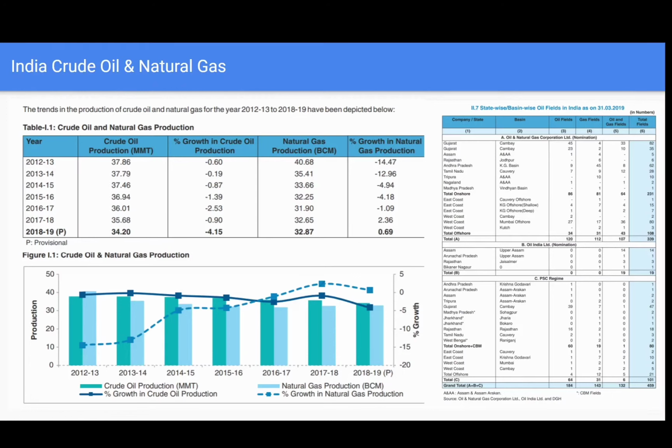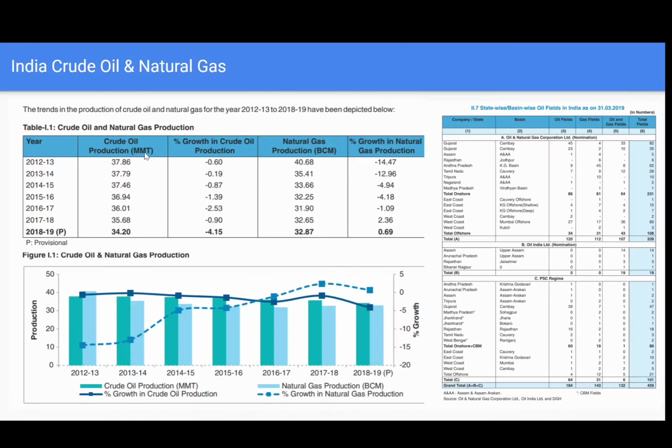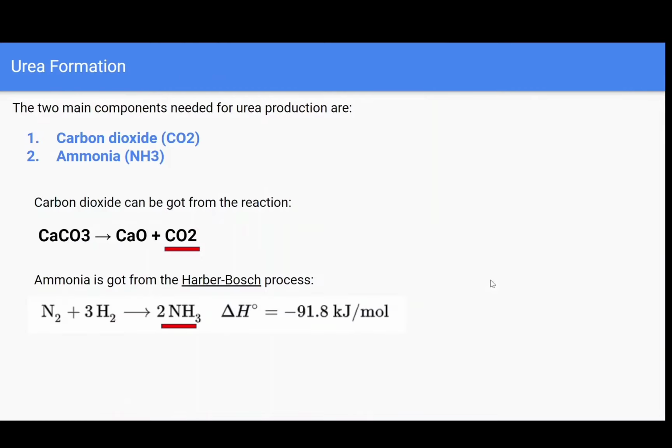So this is just a quick look at India's crude oil and natural gas production. We can see as of 2018-19, India produces 34.20 million metric tons of crude oil and 32.87 billion cubic meters of natural gas. And from the table on the right, we can look at the states wherein we have oil fields and gas fields and the associated basins. So Gujarat, we have the Cambay Basin. In Assam, we have the Assam and Arakan Basin, Rajasthan, Jodhpur, and so on and so forth.